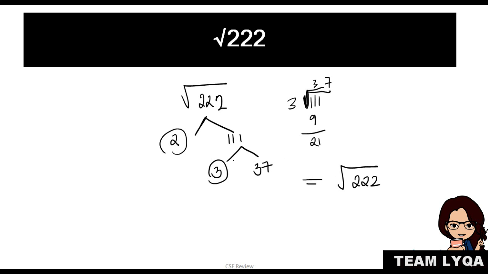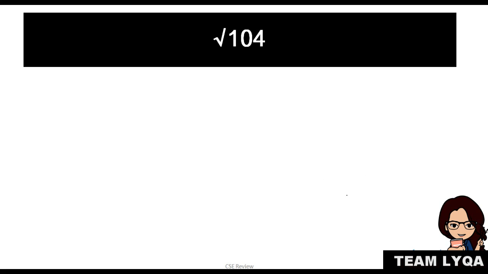Bakit? Kasi wala ka nang pwedeng ilabas. Wala siyang mga kapares na mailalabas ka. So, kokopyahin mo na lang siya. That's how simple it is really. Now, I want you to try it out with a different number, square root of 104. So, hit pause now. I-pause nyo muna and then balikan ninyo so I can show you how to do it.